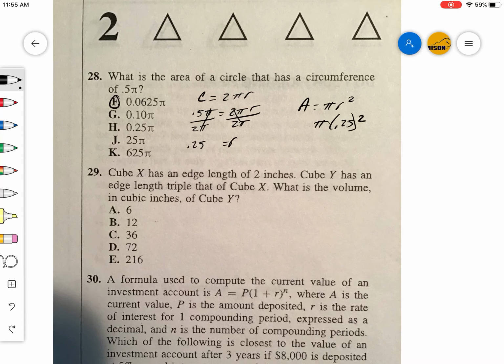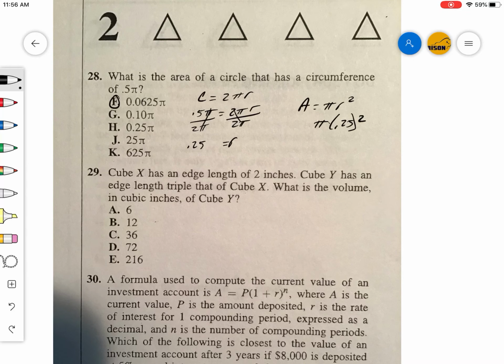29. What's the volume in cubic meters of cube Y? So X has an edge length of 2 inches, and Y has an edge length triple that. All right, so this is what the ACT does. They can't just tell you that it's 6. They want you to have to do some math in order to get there, okay? So X has an edge length of 2, but Y has an edge length triple that, okay?